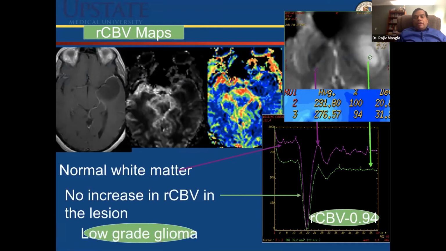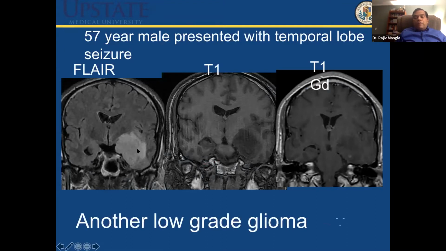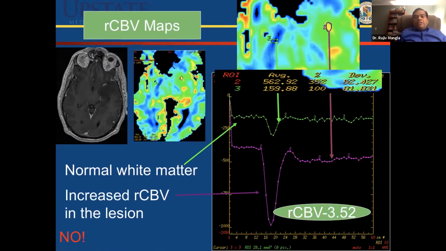And now this is a similar lesion, if you agree with me, there is no enhancement. But when we do the perfusion imaging, we see there is an increased area of perfusion, and even a non-enhancing glioma can be a GBM or an anaplastic astrocytoma.